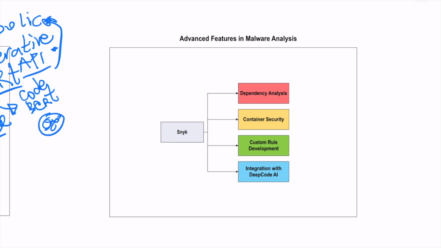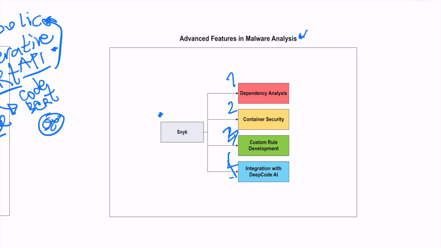In terms of advanced features in malware analysis, Snyk, or actually DeepCodeAI, so when we say Snyk, DeepCodeAI and Snyk are the same now. Snyk acquired DeepCodeAI. Snyk is primarily a tool for securing dependencies, so containers, APIs. It has advanced features that make it quite a useful addition to the static analysis workflow. So we're going to talk about the following four different key points that I think are very important in order to understand how Snyk operates.